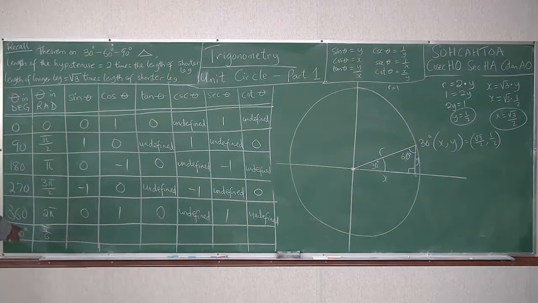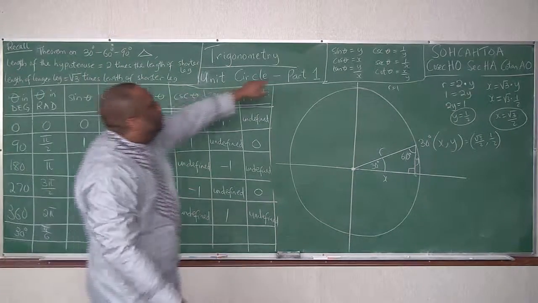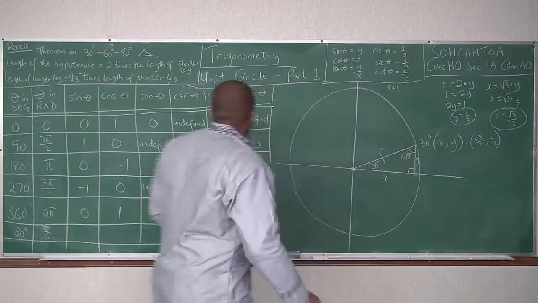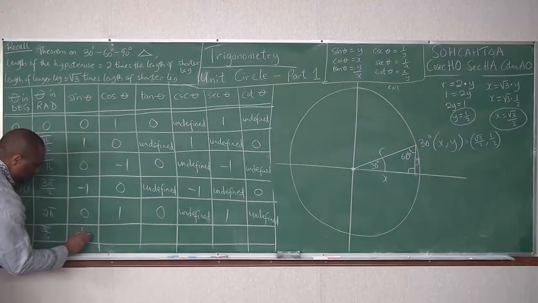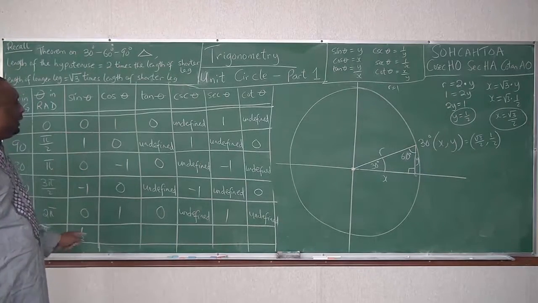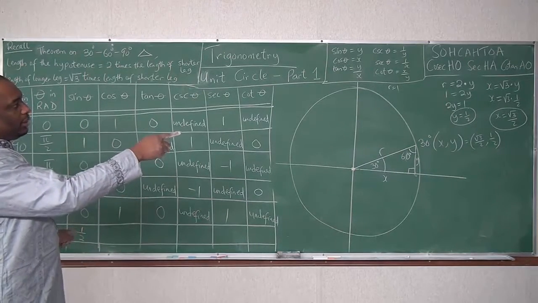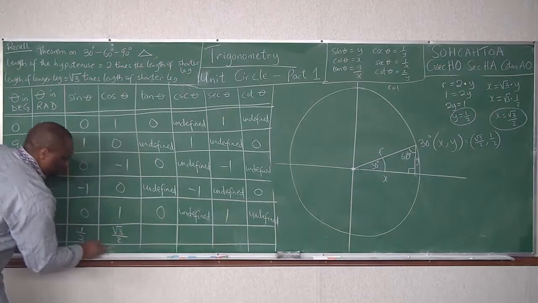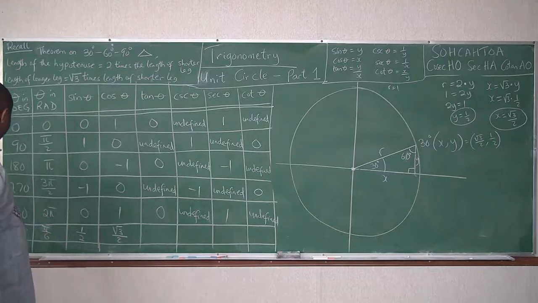Then sine 30 degrees is going to be what? Remember, sine theta is y. So our y is 1 over 2. So this will be 1 over 2. Then cos 30 degrees is what? X. Root 3 over 2. This is root 3 over 2. You see that?